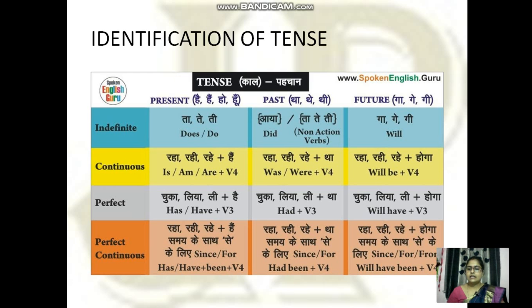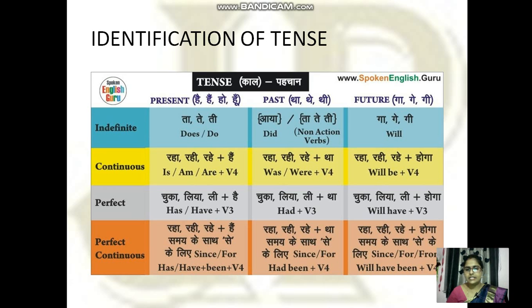So, there are some techniques to identify tense. If I am talking about present tense, it must contain hai, ho or hoon in Hindi. If I am talking about past tense, it must contain tha, the, thi in Hindi. And if I am talking about future tense, it must contain ga, ge, gi in Hindi.